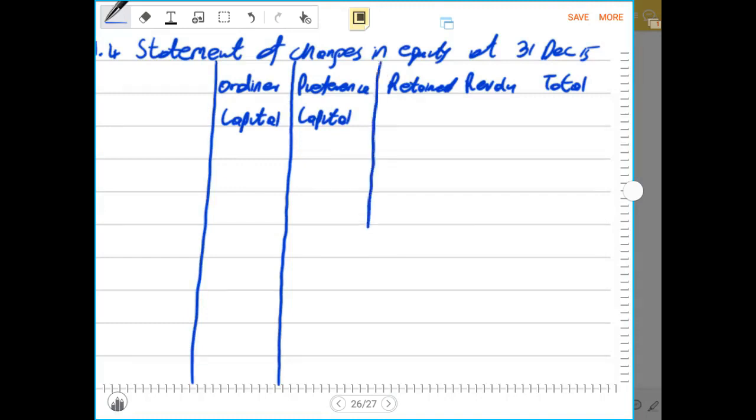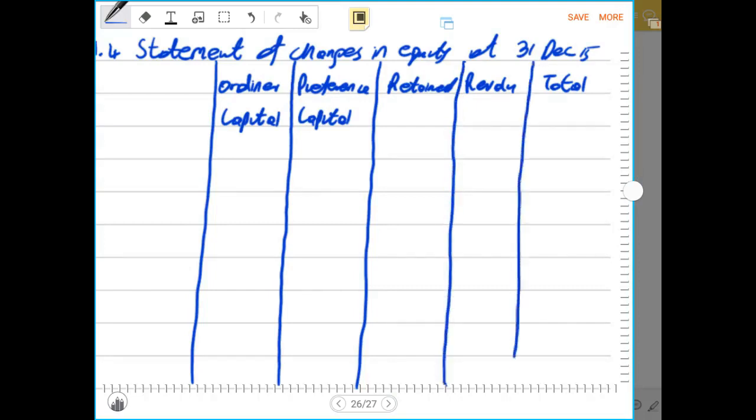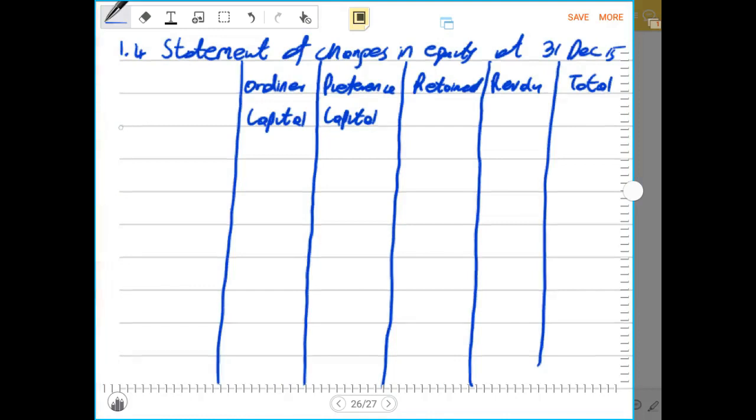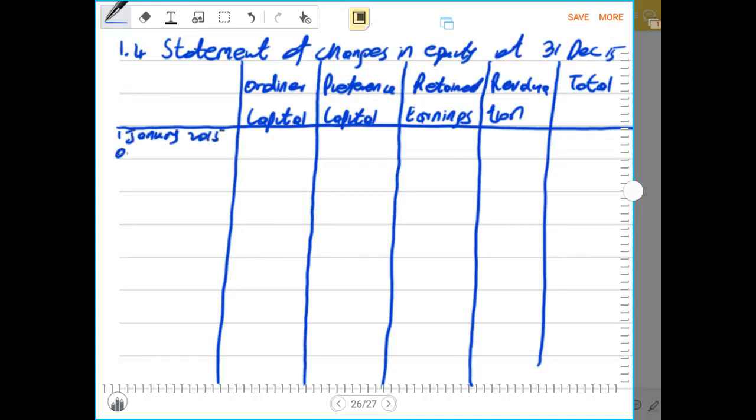Then in drawing our statement, we know that we first have to record the opening balances. And after opening balances, we record everything that affects the statement of changes in equity. I always advise that you memorize the format and know revaluation, retained earnings. And this is on the 1st of January 2015. This is the opening balance.